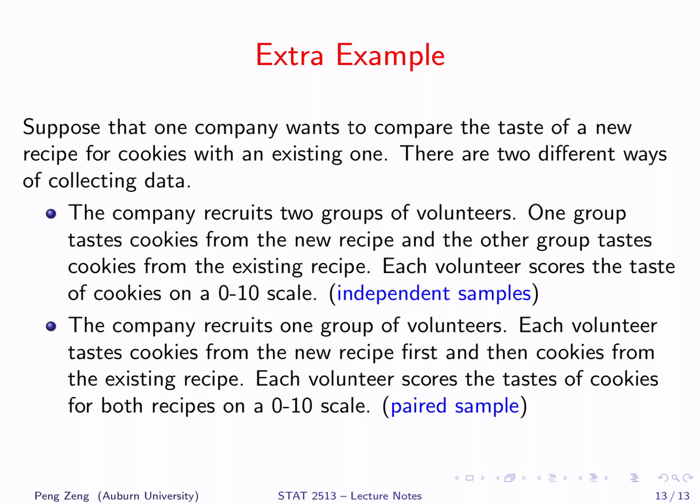Here, I want to argue that the second approach is better. Firstly, we need fewer volunteers. Secondly, people vary a lot when giving scores. Some are generous and prefer to give high scores, and some are picky and tend to give low scores. If we use independent samples, such variability exists in your data and will mess up your analysis. If we use paired samples, such variability will be eliminated when calculating differences, which will lead to a more accurate result.